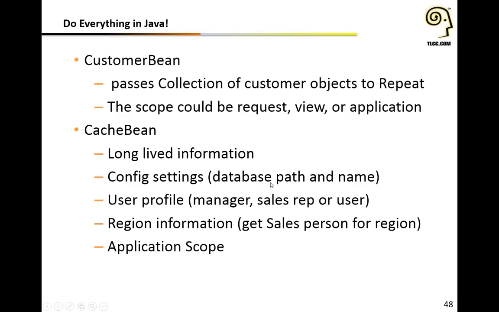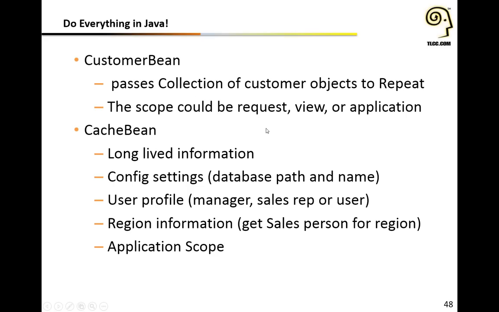The idea is just put everything in Java. So in other words, we have 2 beans, and we have a cache bean. I've talked about some of this stuff with the region information, but basically in the cache bean I moved in the configuration settings for the database path and name. I moved in the storing of what the users can do and the salesperson for each region. That's application scope, and so that will be stored and used by all users and kept in memory for a while. Then I created a customer bean.